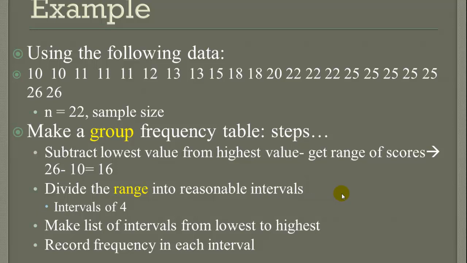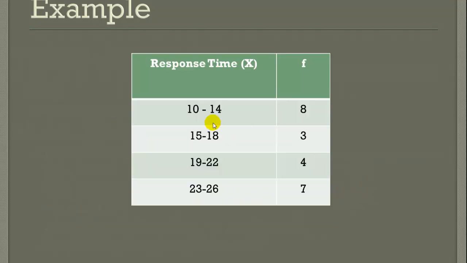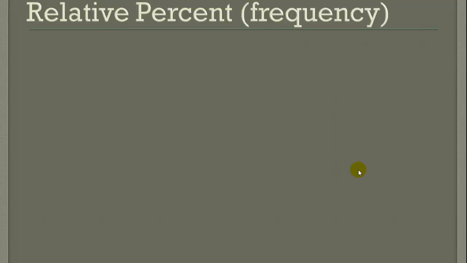Okay. So what it should look like is something like this: 10 to 14, 15 to 18, 19 to 22, 23 to 26, and then the frequency. Once again, pretty straightforward stuff.